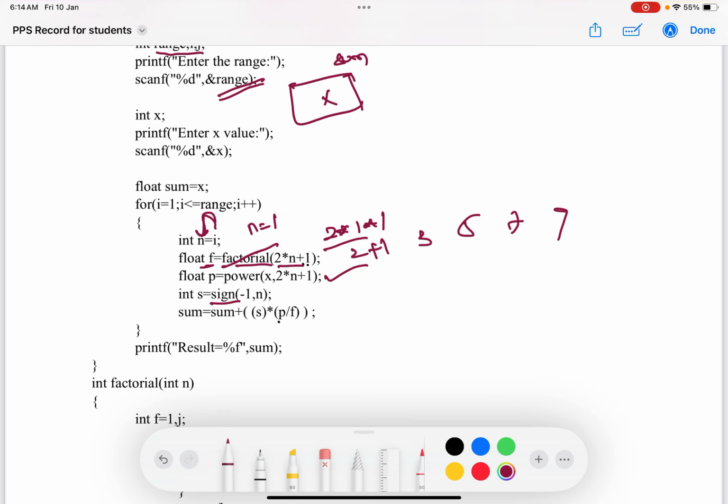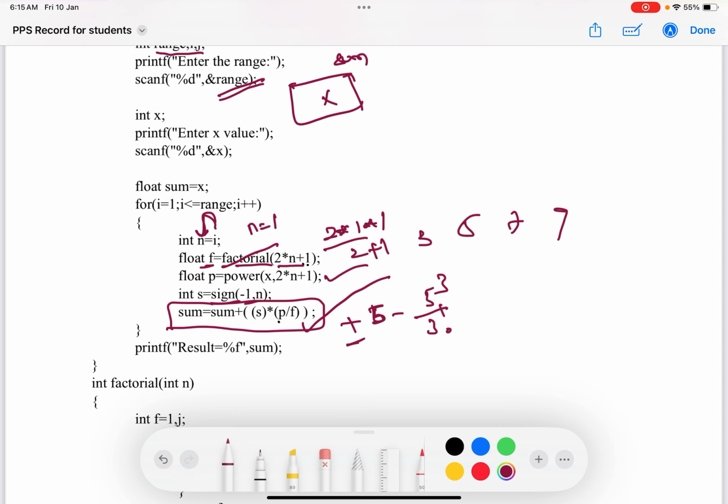Look at this sign. So initially the sign is what? Plus. Plus x minus x cube by 3 factorial, plus, right? Plus into, we'll write a sign function. The sign function is what? Plus into minus 1. That means it will be minus into minus. It becomes plus alternatively, and plus into minus becomes minus alternatively. Now the final equation is this. This is the final equation.